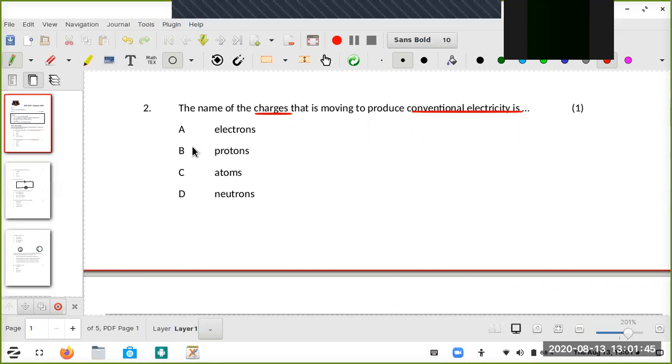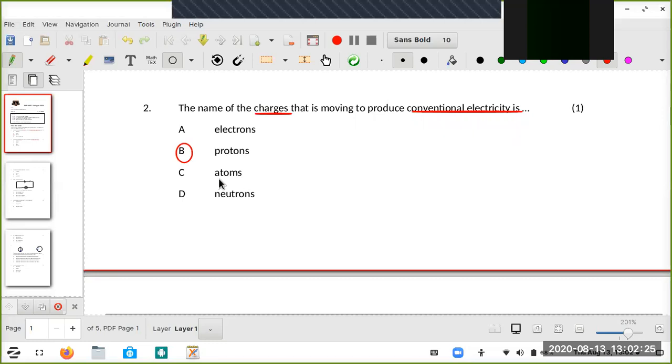But before I identify this as my answer, let me check what is written there. Atom, no. Atoms are not going to move to produce electricity. It's only the charge which moves and produces electricity. Neutron, this is a neutral charge inside an atom. So out of all these four options, conventional electricity is produced by a positive charge which is moving, which is B.